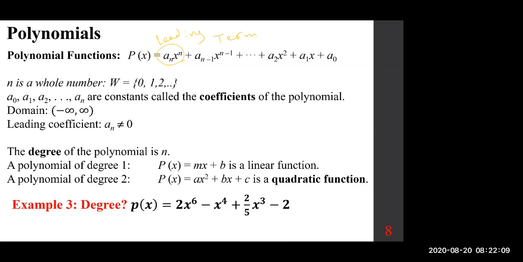Here's an example of a polynomial function, and it is put already in descending order. So it's very easy to see that in this case, the leading term is 2x to the power of 6, and the degree is therefore 6. Okay, class? The leading term is the first one. Here's the leading term. I can't emphasize this enough. And why is this important? Because it does have an effect on the graph of the functions.